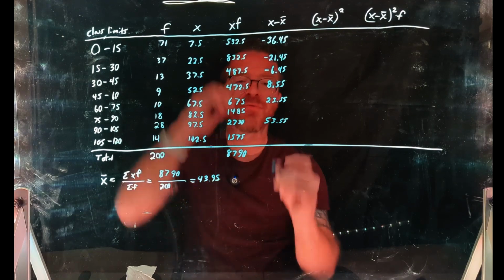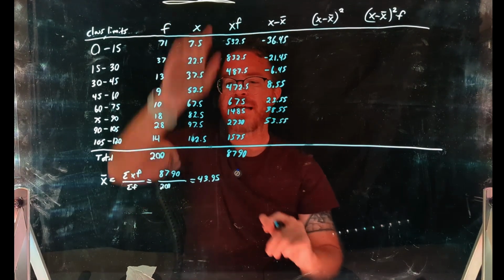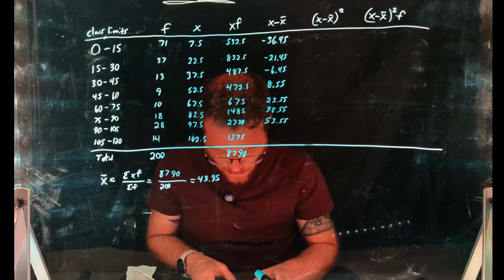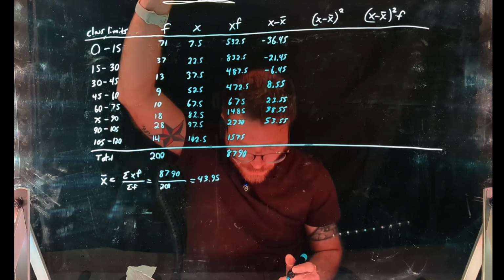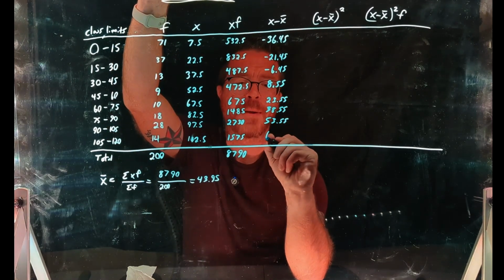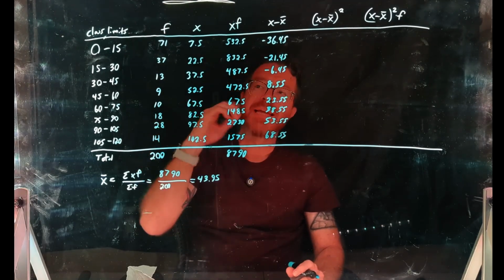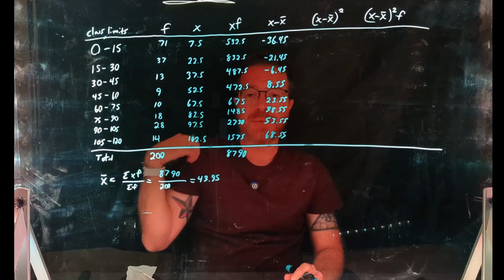That one was 38.55. And the last one, we're going to take our 112.5, and we are going to subtract 43.95, and we are going to get 68.55. So now we have how far each midpoint, which represents one data point, deviates from the mean.